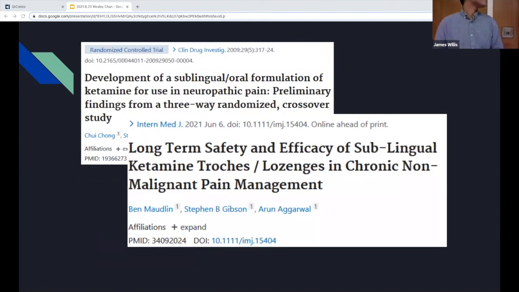Something to think about: we don't currently have this in America, but I saw some in Australia and in Canada where they're testing out sublingual ketamine doses for pain. So that's something to look forward to as we look for different ways to treat pain in our emergency room.